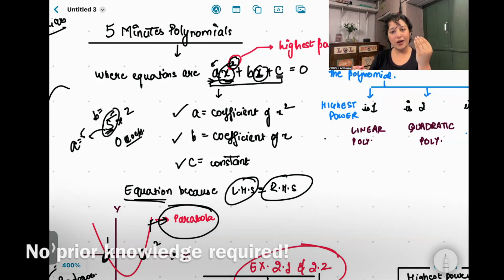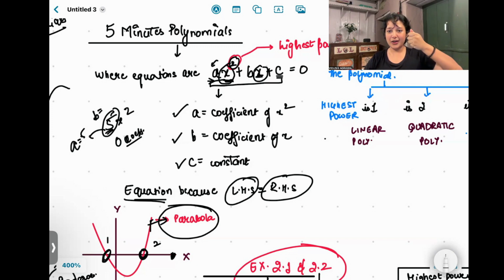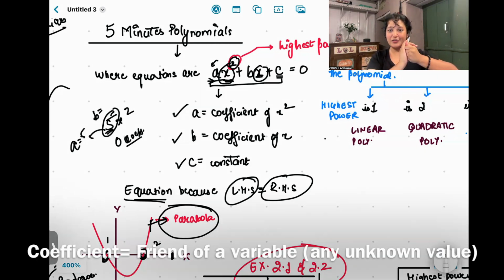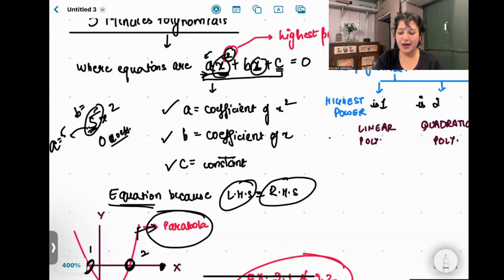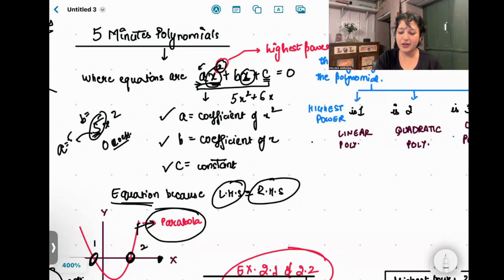So what does coefficient mean? Let's say this is my variable. Variable means any alphabet can be there. Let's say this is x and I'm holding hand of x. So anything that is attached to the variable is known as coefficient. Coefficient means friend. What if I write it like this? I'm going to write 5x square plus 6x plus 2. This is how your equation will be.